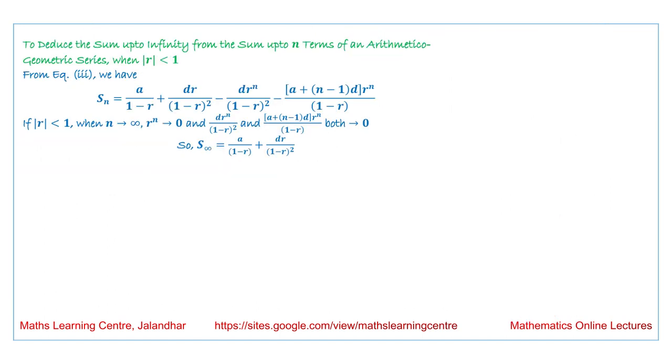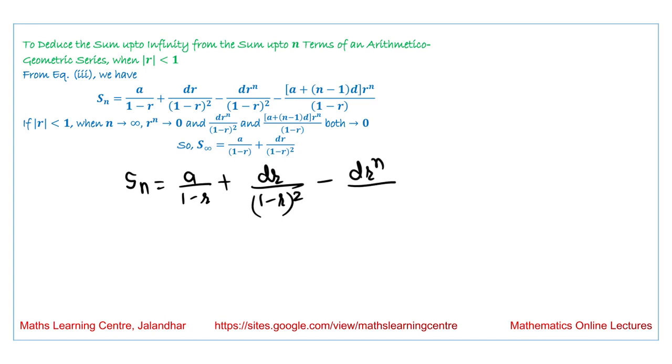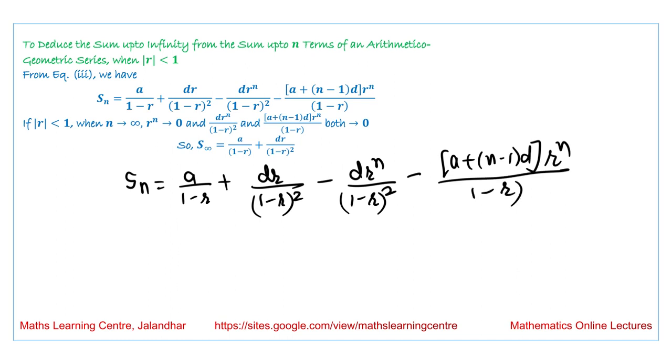Next is to reduce the sum up to infinity. We have obtained the sum as Sn is equal to a over 1 minus r plus dr over 1 minus r square, minus dr raised to the power n over 1 minus r square, minus a plus n minus 1 d r raised to the power n over 1 minus r.